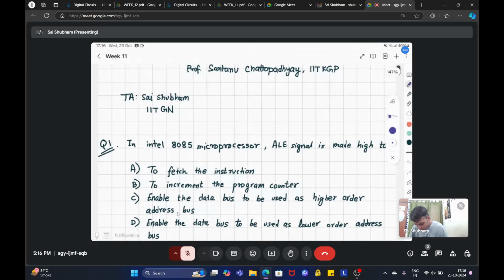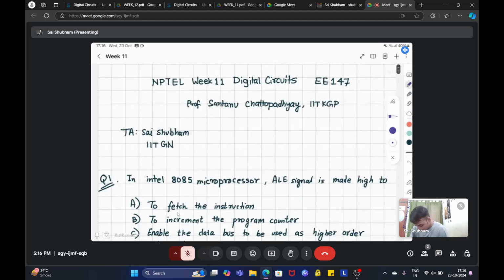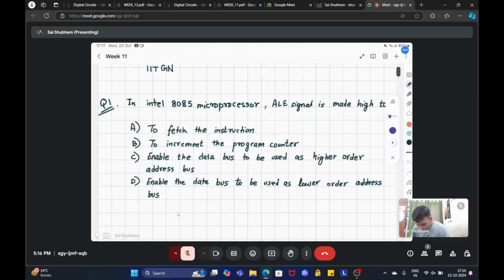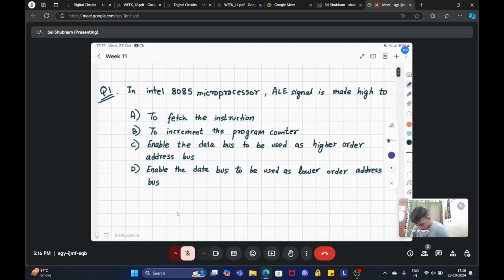So, we will start with the week 11 questions. This is related to the 8085 microprocessor. The first question is: in the Intel 8085 microprocessor, the ALE signal is made high to: A, fetch the instruction; B, increment the program counter; C, enable the data bus to be used as a higher order address bus; D, enable the data bus to be used as a lower order address bus.